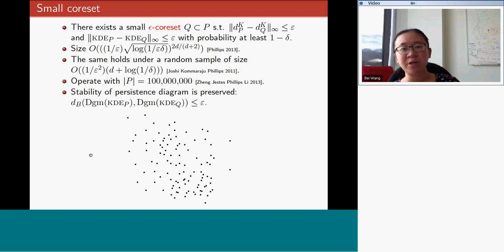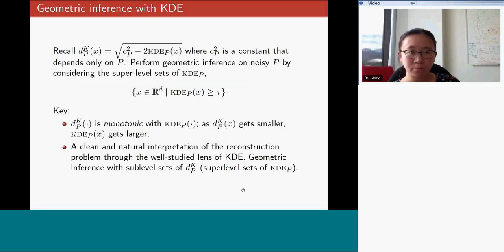So in actual computation, if you want to compute a persistence diagram with a certain controlled noise model, you might as well do it with your core set. Here, the black points are my original set, and the red points are my core set. Because of the relation between kernel distance and kernel density estimate, we can perform geometric inference by looking at the superlevel set of the kernel density estimate. The kernel distance is monotonic with respect to the kernel density estimate: as kernel distance gets smaller, kernel density estimate gets larger. This is a clean, natural interpretation that connects the two concepts.